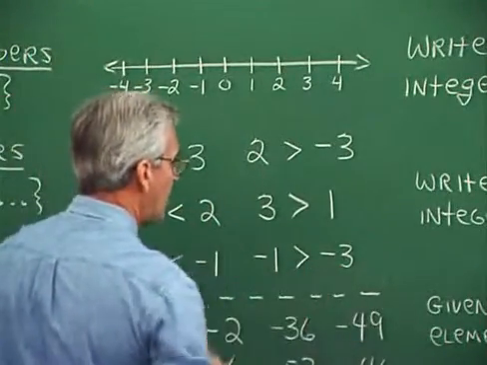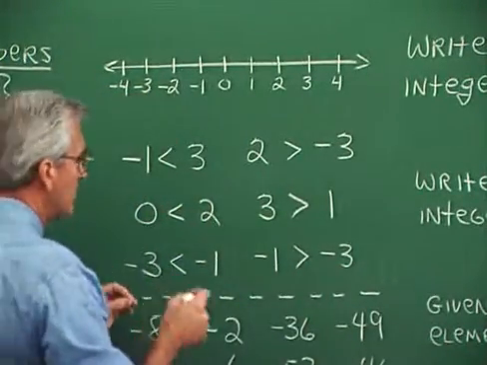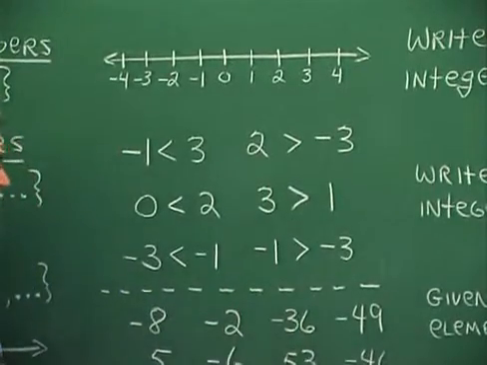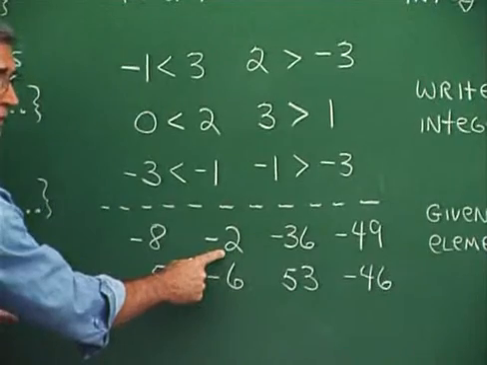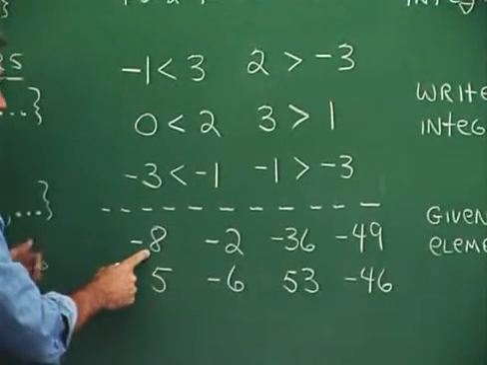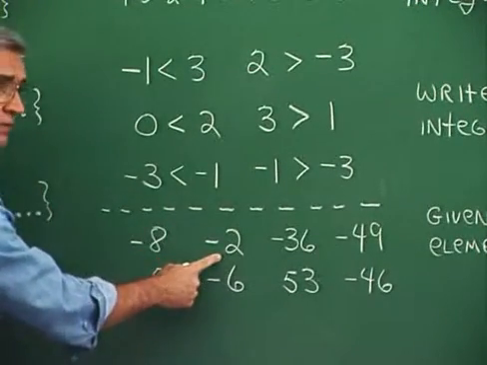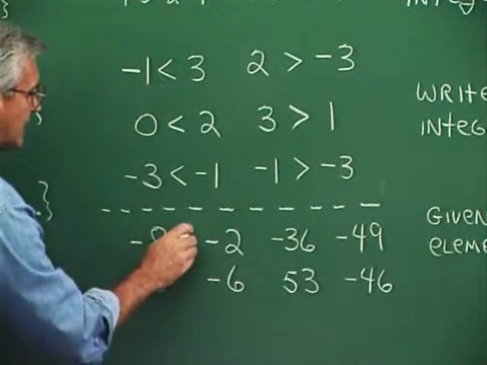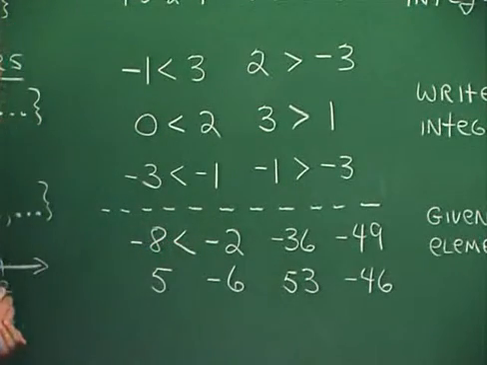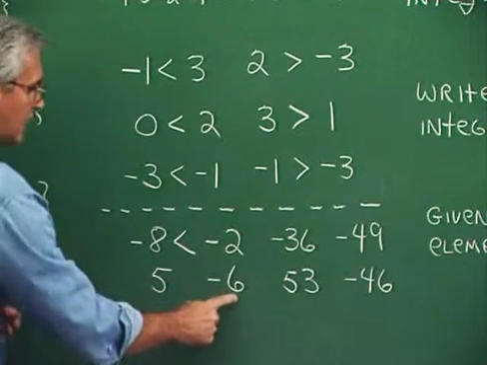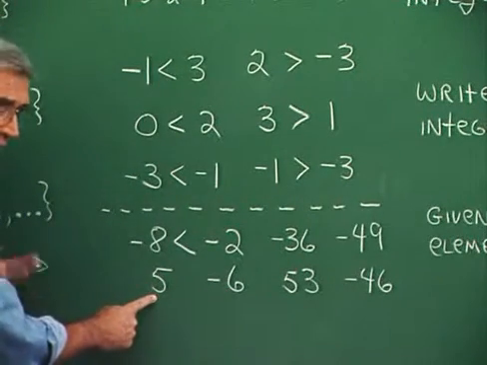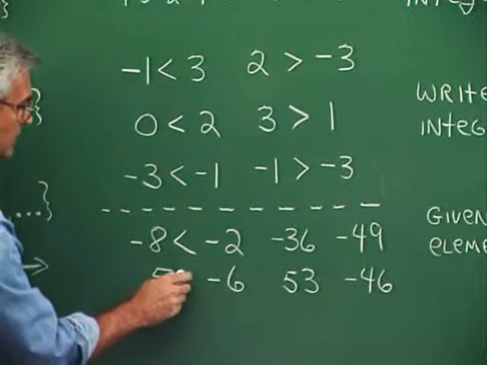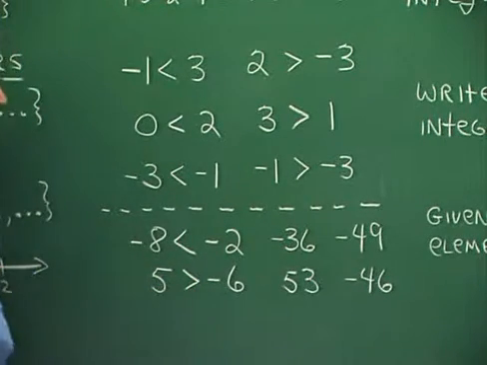All right, so we write greater than. Let's put the proper symbol into these pairs of numbers. What about for negative 8 and negative 2? Well, negative 8 lies to the left of negative 2 on the number line, so negative 8 is less than negative 2. Here we have a positive number and a negative number, and it's always true that a positive number is larger than, or is greater than, a negative number. So 5 is greater than negative 6.